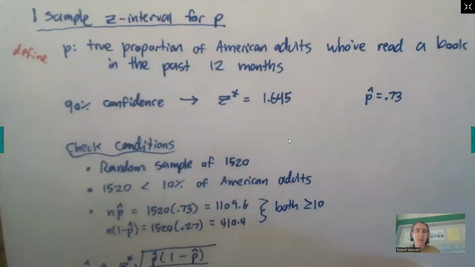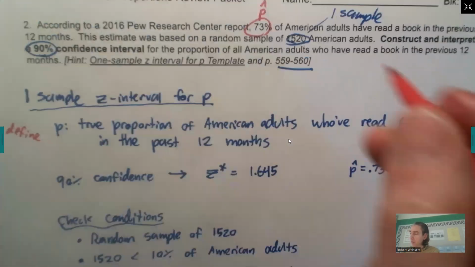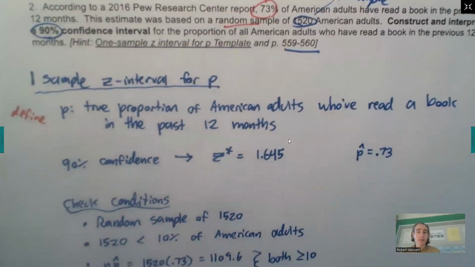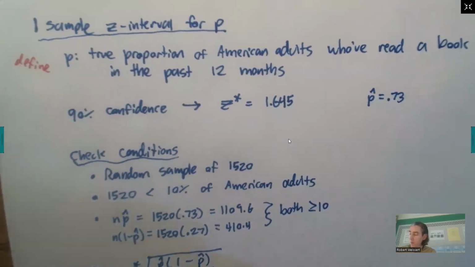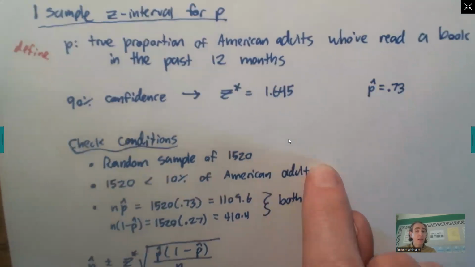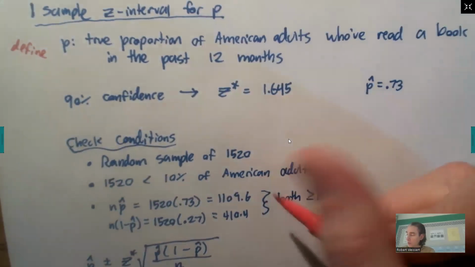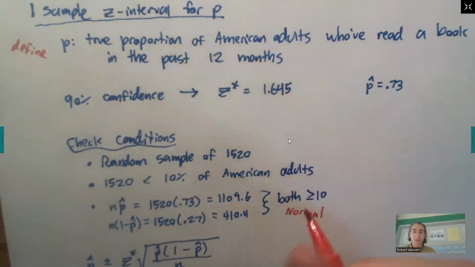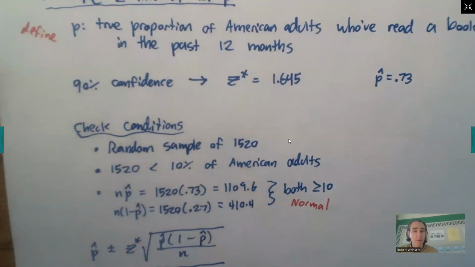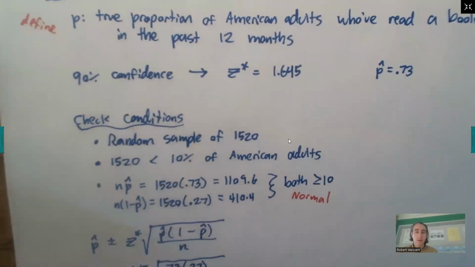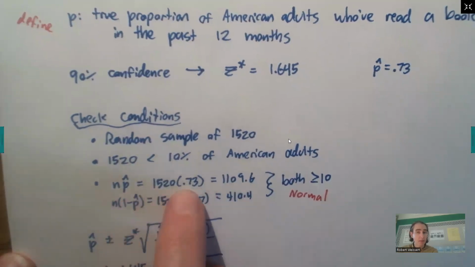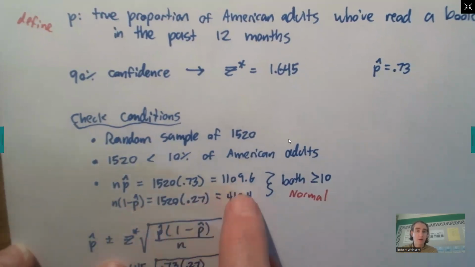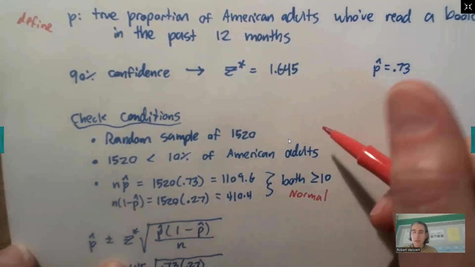We do want to check our conditions. In the problem, it said a random sample of 1520 adults was taken. We can be rest assured that 1520 is less than 10% of the American adults, since we're sampling without replacement, and we need to include that. And we do have to check our large counts condition for the normal curve. Remember, the purpose of doing this one is to get the normal distribution and be able to build a sampling distribution around our point estimate. So we have our large counts, 1520 times 73%, and 1520 times 1 minus 73%, which is 27%. Both of them are very large, much bigger than 10, but you have to state all 3 of these.